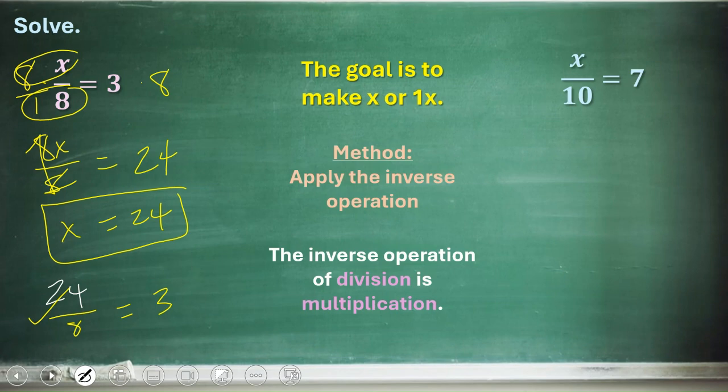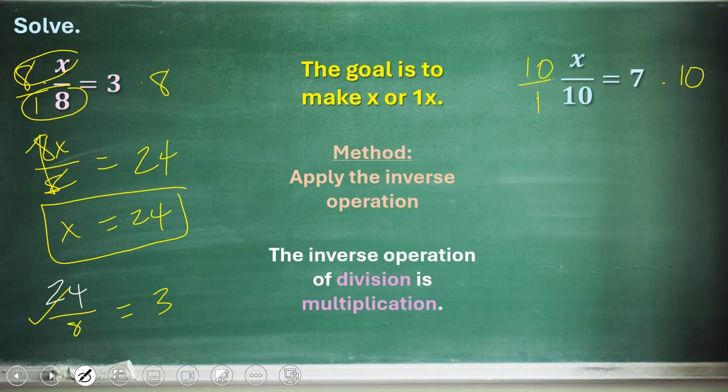Next problem. Same idea. We have x divided by 10 equals 7. We are going to apply our inverse operation. As a reminder, since x is being divided by 10, the inverse of division is multiplication, so we're going to multiply by 10 here. What we do to one side in math on an equation, we do to the other side of the equation, so we're multiplying by 10 on both sides.